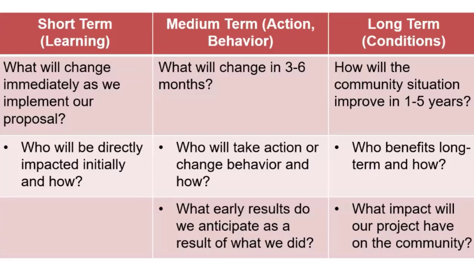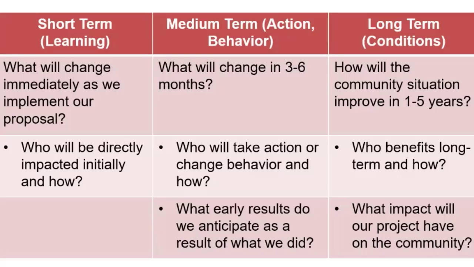Short term, who will be directly impacted initially and how? In the medium goals and outcomes, who will take the action or change behavior and how? What results do we anticipate as a result of what we did? And long term, who benefits long term and how? What impact will our project have on the community? So what you're doing is you're answering the who, the what, and the how in your goals and outcomes. And when you're deciding this, you're deciding what that impact will be, who is responsible for that action plan or that part of the strategic plan or proposed project.